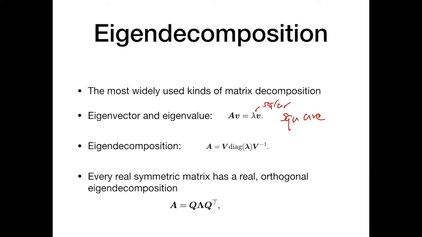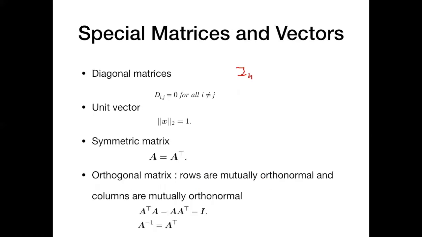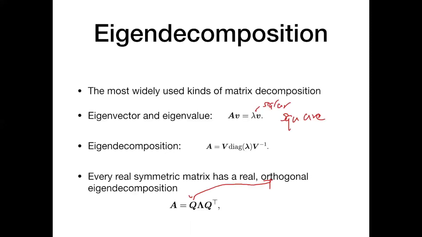In this function, Q is an orthogonal matrix. You know, an orthogonal matrix has pretty good properties, and the last factor is the transpose of the orthogonal matrix, which also equals the inversion of the orthogonal matrix.